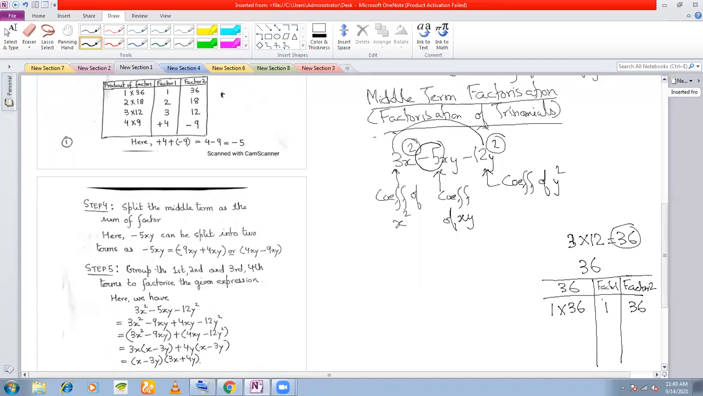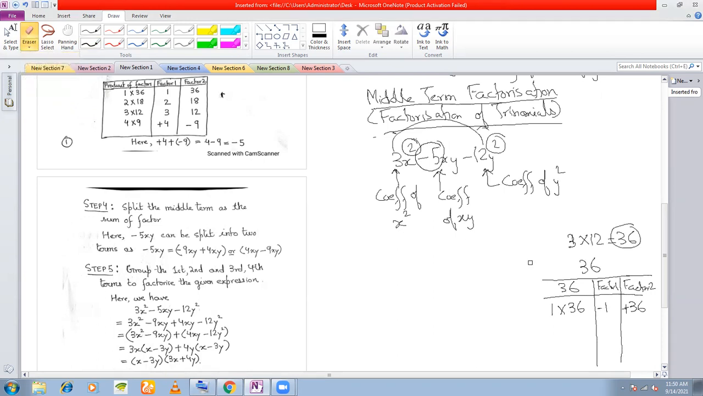Not possible, right? So if I take minus 1 and plus 36, now if you add the two, can you get minus 5? Is it possible to get minus 5? It is not possible, right?